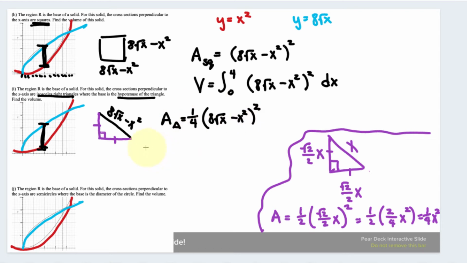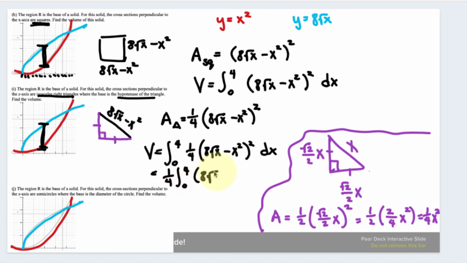And then to find the volume, literally all I'm doing is I'm adding them all up from 0 to 4, dx, and you could take that 1/4 out to make it a little bit easier if you did need to solve it. I'm not asking you to solve any of these.